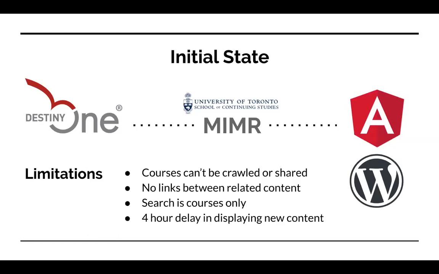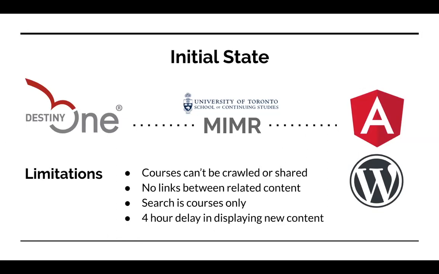Now, because of the way all of these pieces work together, specifically the fact that Angular and WordPress didn't actually share data between the two, the different courses and other academic information didn't really have their own URLs. And so as a consequence, they couldn't really be crawled properly by search engines or shared on social platforms. And it also meant that it was difficult to link between related content.